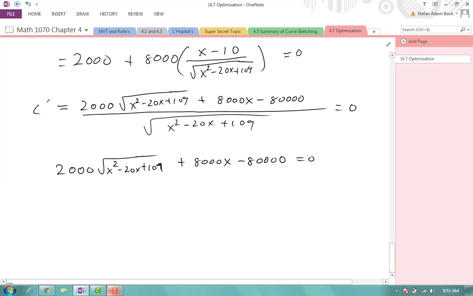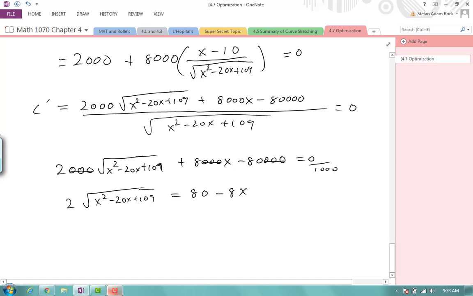Now, I have a lot of zeros here, so I can divide both sides of my equation by 1,000. That's going to get rid of 3 zeros on everybody. And then I want to get rid of the square root, so I'll put the square root on one side alone and shove everything else to the opposite side. So I'll have 2 times the square root of x squared minus 20x plus 109 equals a positive 80 minus 8x.